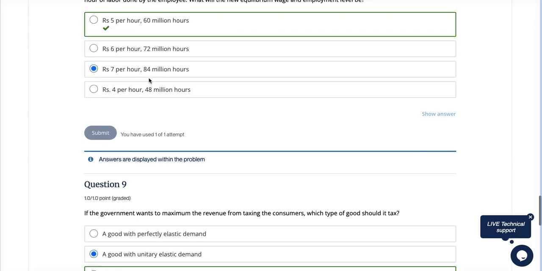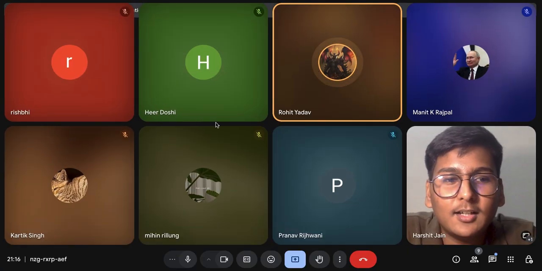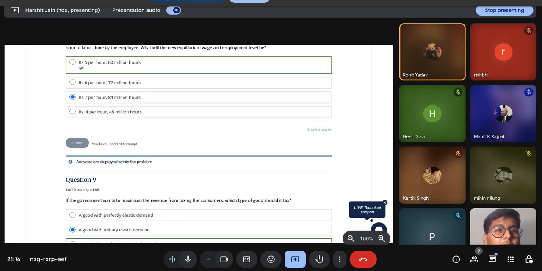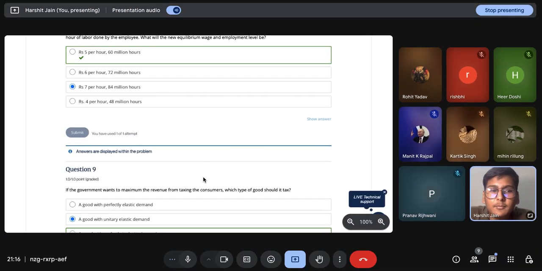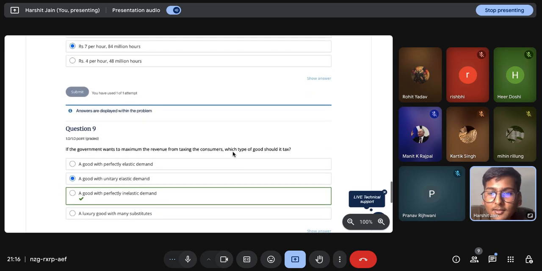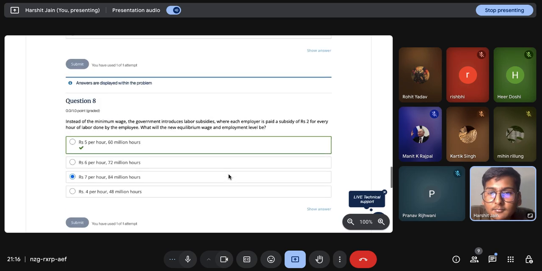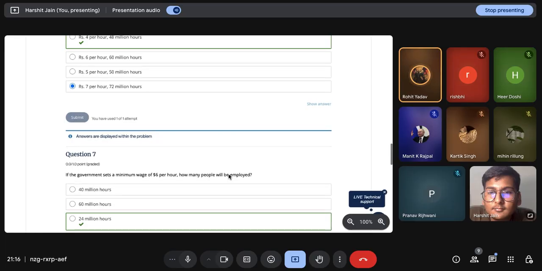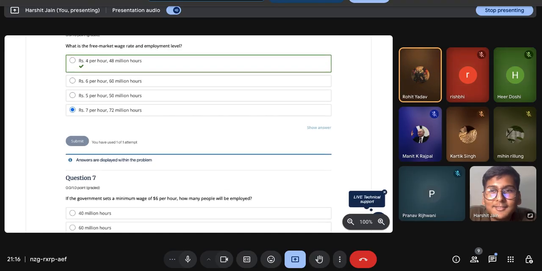So are we going to do the CLA for the third one after this? It is already 9:16. If everyone is okay, we can. I'll have to leave after 9:30.